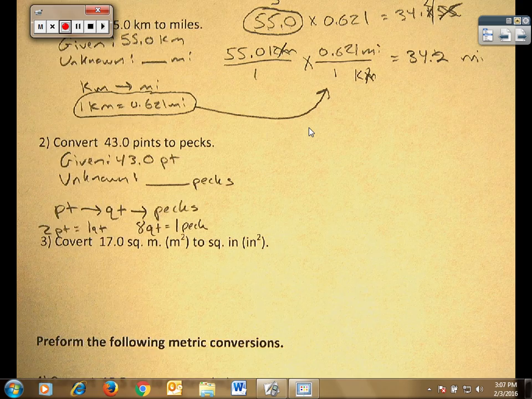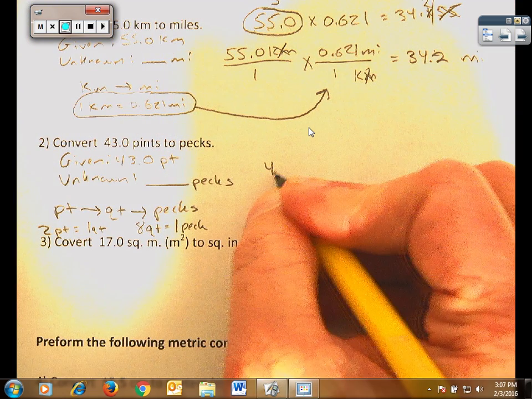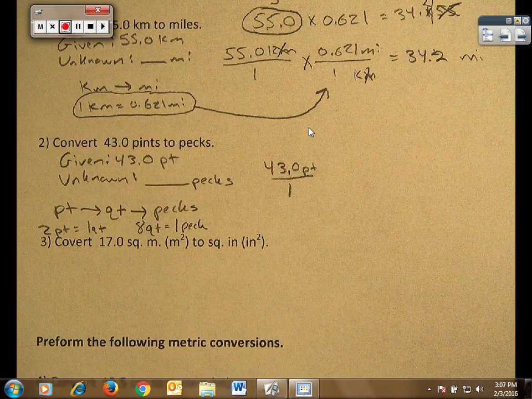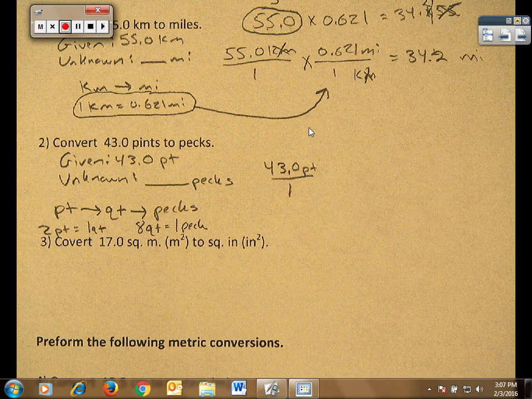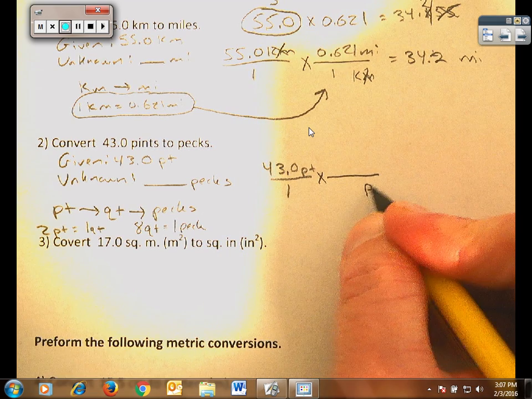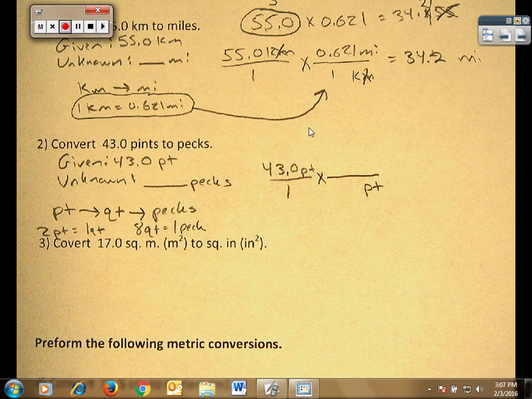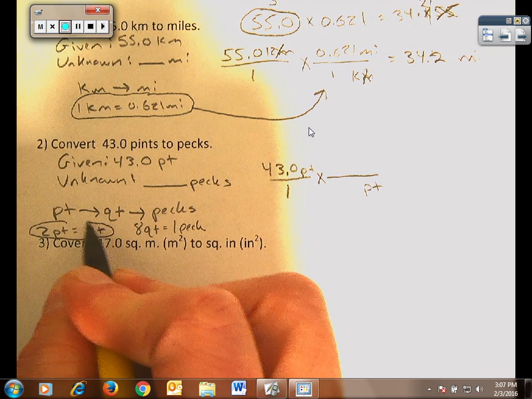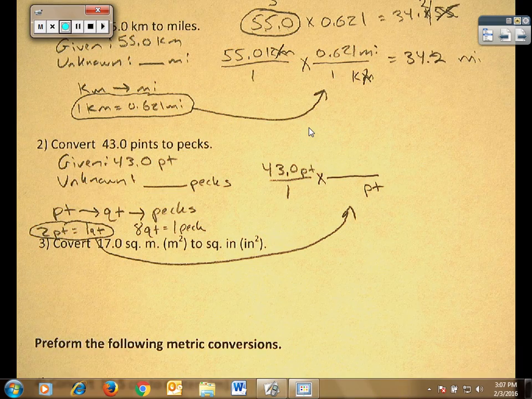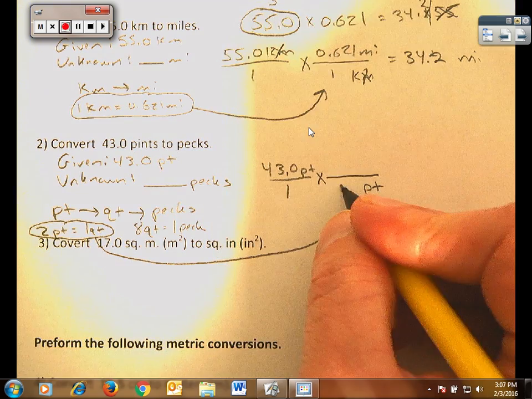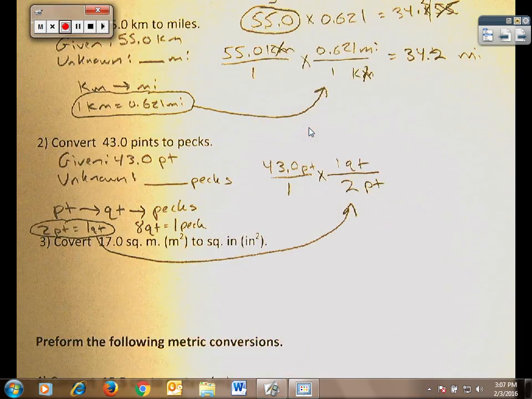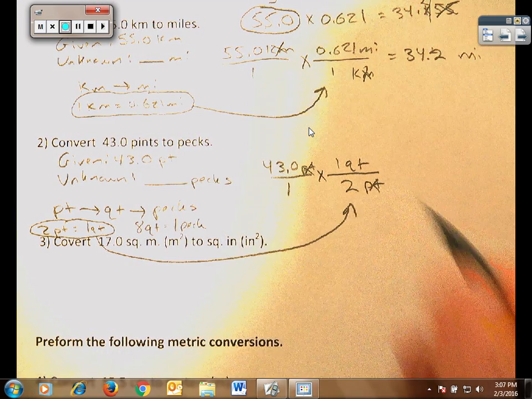Again, we're going to start by writing our given over 1. 43.0 pints over 1. And again, mathematically, that 1 does nothing. It's only there to tell us the pints are in the numerator. If we want to cancel them out, we have to put them in the denominator of that next step. We're going to use these numbers to fill in that equivalent statement or fraction. It's 2 pints, so the 2 goes on the bottom. 1 quart goes on the top. The pints will cancel. We'd be left with quarts.